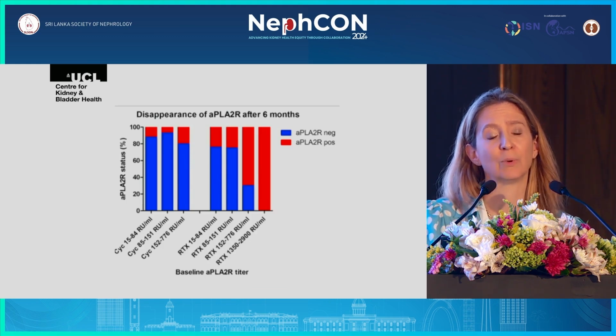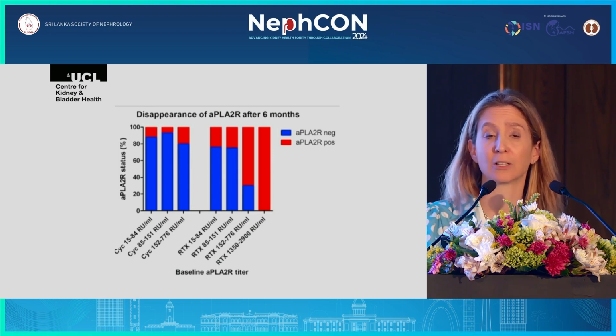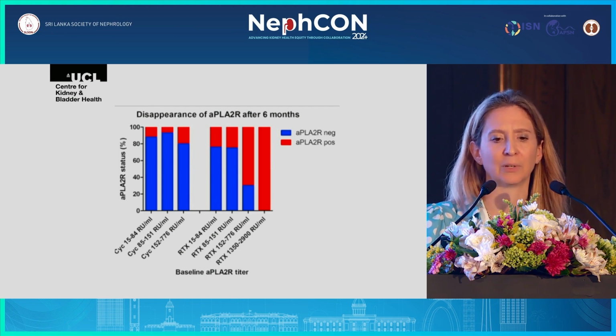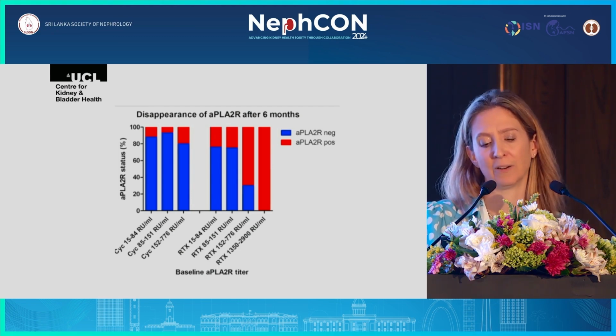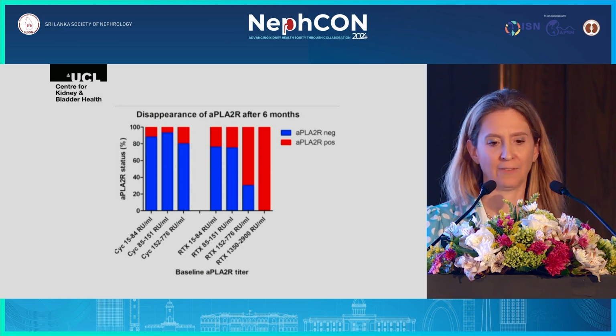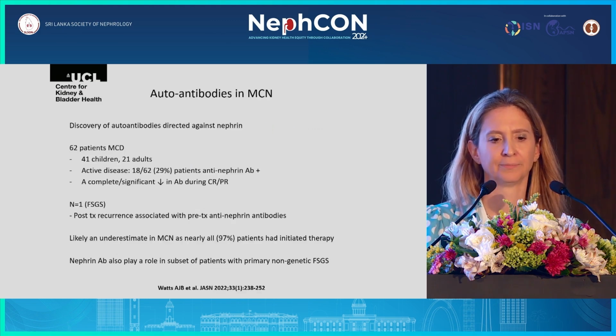This demonstrated that with very high levels of antibody, cyclophosphamide was still very efficient at depleting the antibody. However, with rituximab, the higher the level of the antibody, the less likely the antibody was to decrease with rituximab treatment, as shown on the left of this graph.